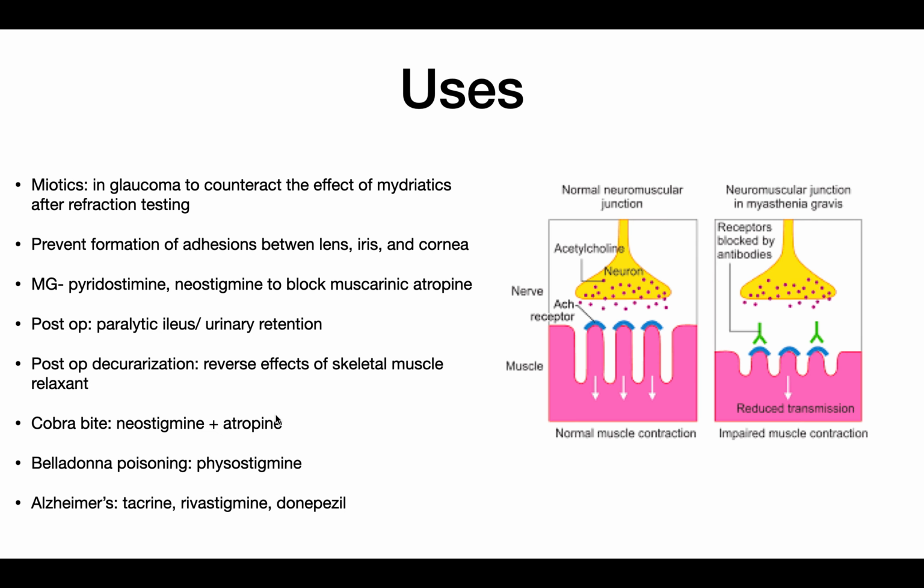Okay, so we use it in the eye to counteract the effects of mydriatics after refraction testing. So we dry out the eye. Prevents the formation of adhesions, once again, between the lens, iris, and cornea. In myasthenia gravis, pyridostigmine or neostigmine is going to block the muscarinic atropine. And post-operation, it's used to treat paralytic ileus and urinary retention to not contract, but to relax them.